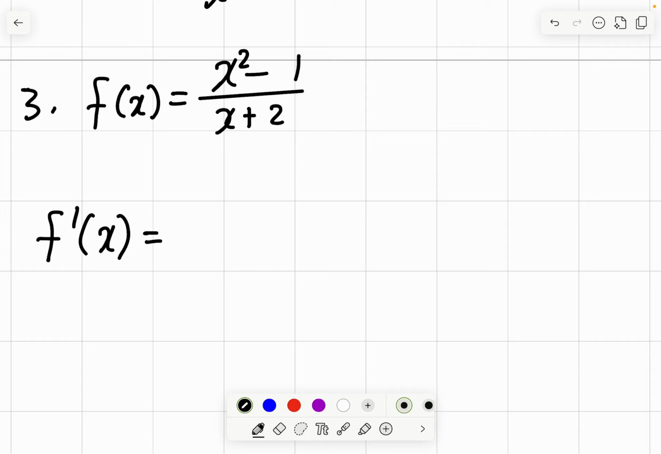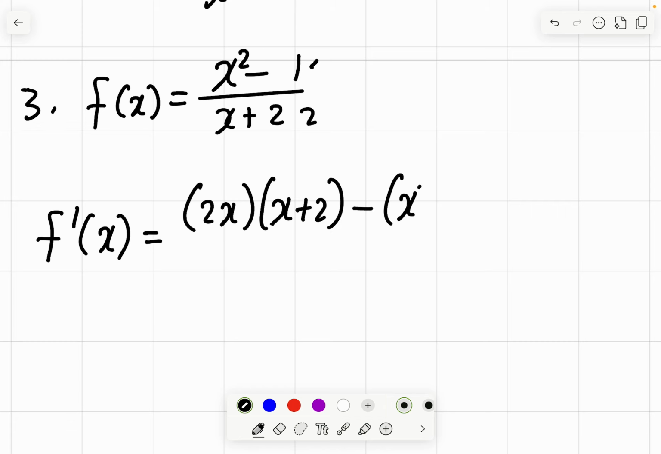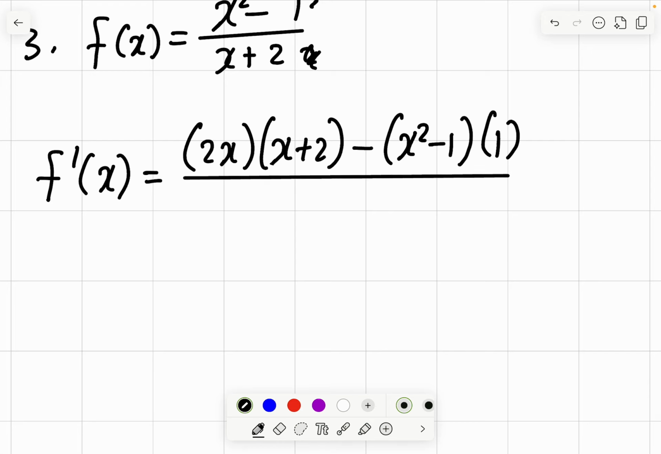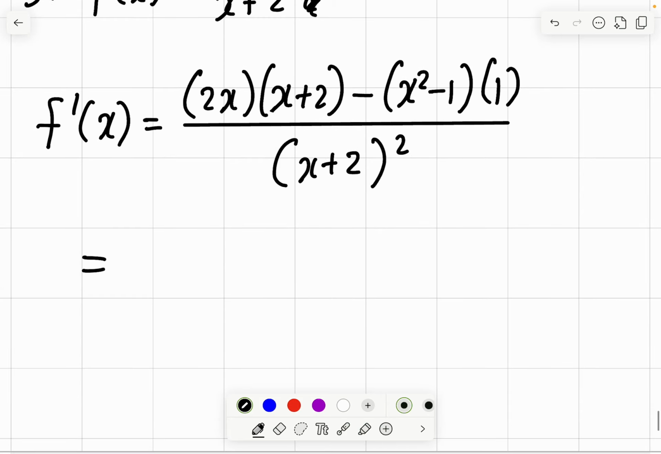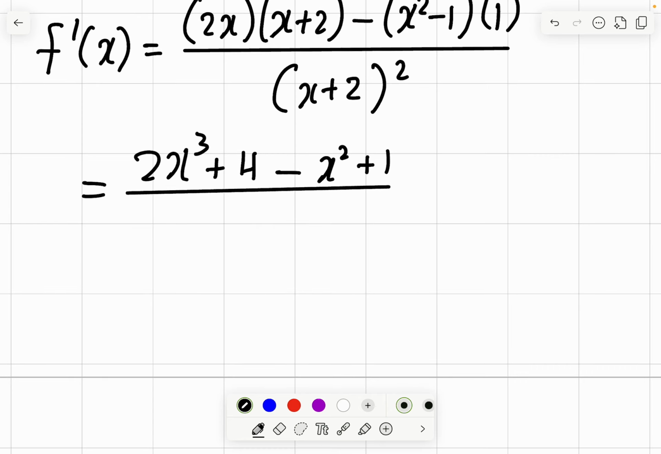I'm deriving the first one, which I'm going to have 2x. I keep the second one, which is x plus 2. Therefore, I say subtract. I keep the first function minus 1. Therefore, I derive the one in the denominator, which is going to be 1. Therefore, I divide by x plus 2 all squared, meaning I'm going to remain with 2x cubed plus 4. Therefore, I have minus x squared plus 1, all divided by x plus 2 all squared.